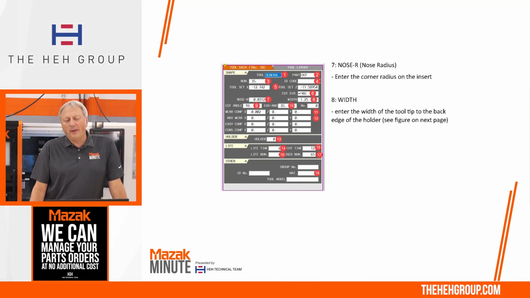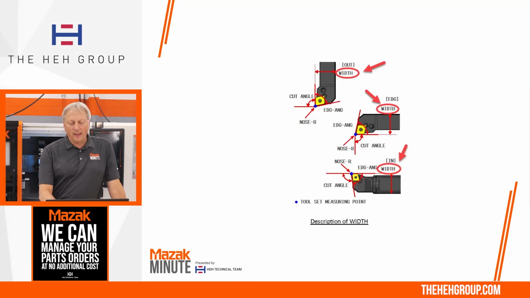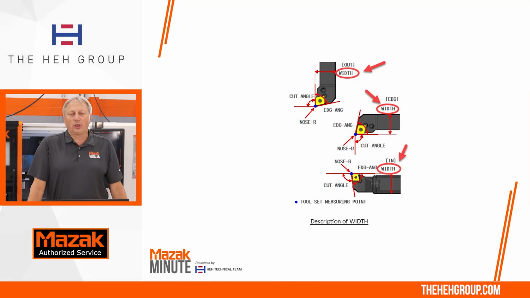Number 8 is going to be the width of the tool. You're going to enter the width of the tip to the back edge of the holder. On the next screen, you're seeing that the width is all the way to the back edge. So a lot of times if you have, let's say, a 1-inch stick tool, from the tool vendors, it's pretty much standard that the distance from the front edge to the tip of the tool is 1/4 inch. So that's where you're going to be adding a 1/4 to it, giving me 1 1/4 inches.